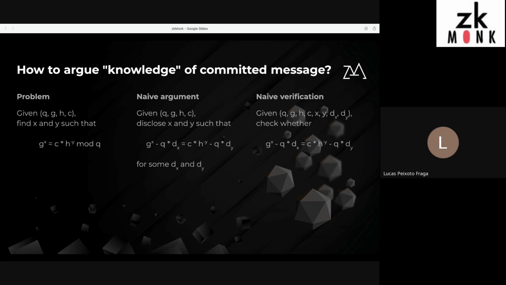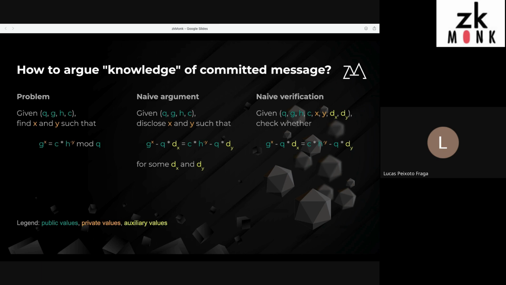And the verification is also very simple. You just receive the values and you check that the equation holds. What's public and what's private here? Q, G, H, and C are public. X and Y are private. The X and the Y are auxiliary values.